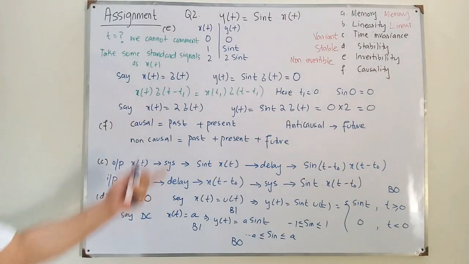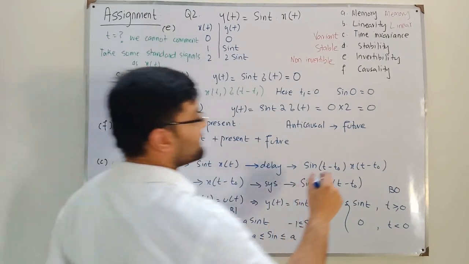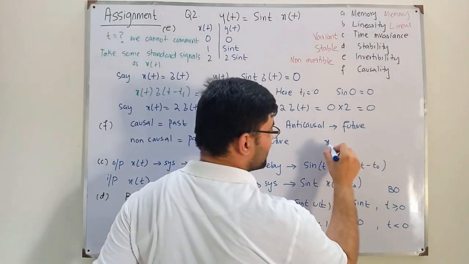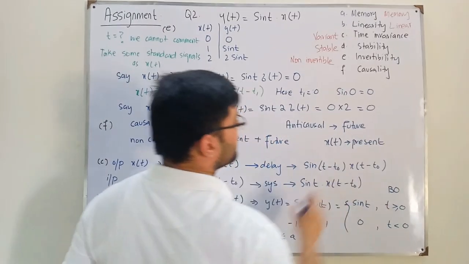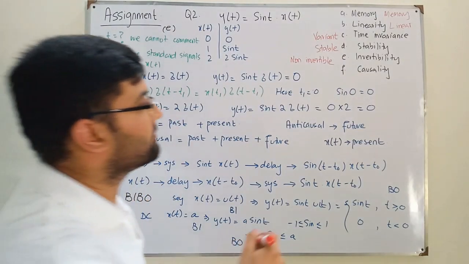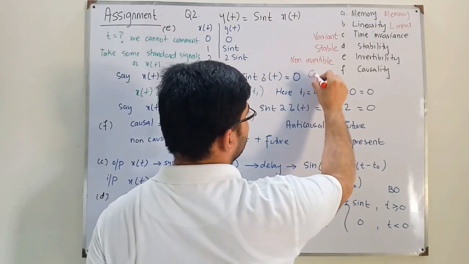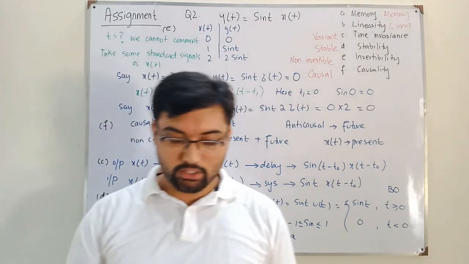Now, over here, have a look. Our function is sine of t into x of t. It only depends on the present. X of t is a present value, and it does not depend on any future value. So this particular system in our question is a causal system. And that's all about it.